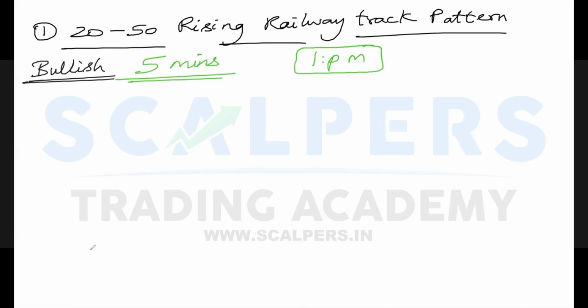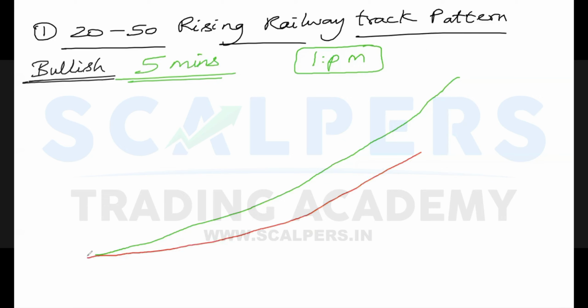In a 20-50 rising railway track pattern, 20 will be going up like this, and 50 will be following 20 like this. Now see the structure of 20 and 50. Remember, red is 50 and green is 20. Don't forget the color code.